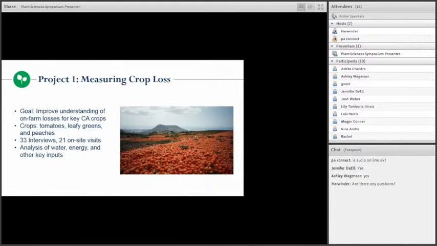We wanted to understand how much was being lost, but we really wanted to understand why it was being lost. We spent a lot more time on the drivers side of this, and we really wanted to get the opinions of the growers themselves. And so going back to what Mike was talking about, food loss and waste, the terminology matters.